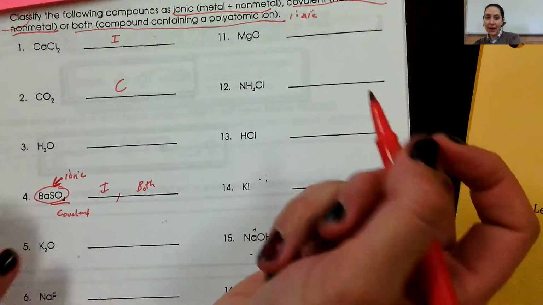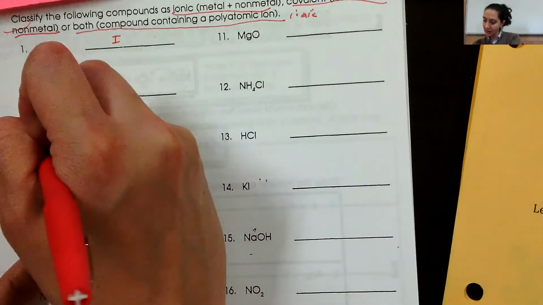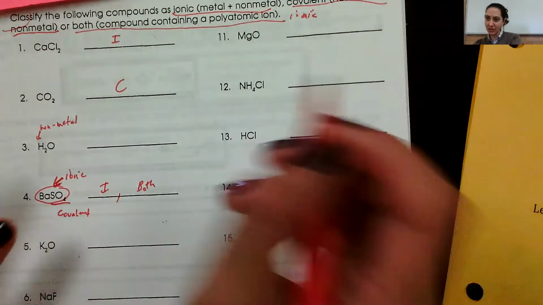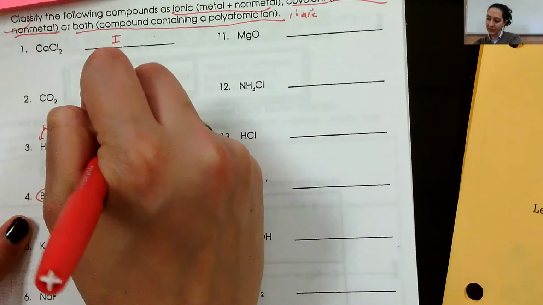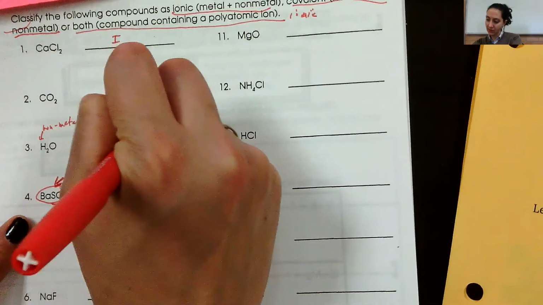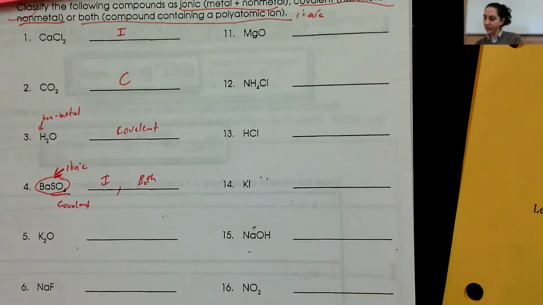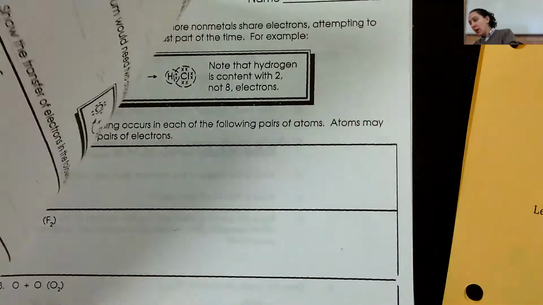Hydrogen, we generally think of hydrogen as a non-metal. Hydrogen can be a metal, but generally it's a non-metal. So this is definitely covalent. Water is definitely covalent. It's a molecule.